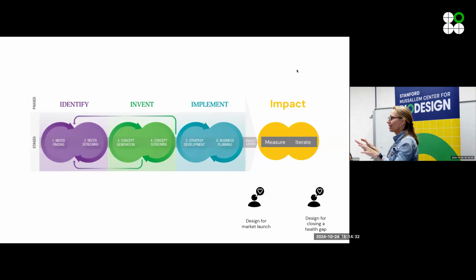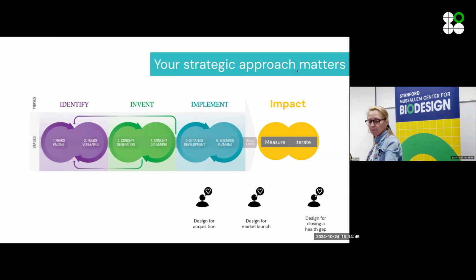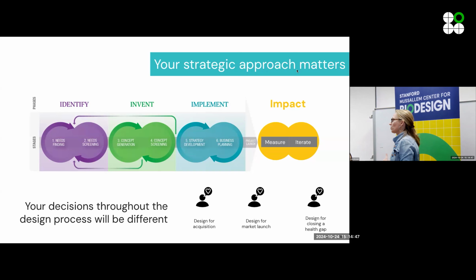So if any of you go into funding agencies, fund to help close the health gap, not just to get to market. And in medtech in the US, we do a lot of design for acquisition, which again is okay. It's just about where you need to be strategic, because you're going to make different decisions throughout the design process. It's just something you need to be aware of. If you're designing to solve the problem way out there, you're going to make a different decision than if you're looking to find an acquisition partner soon.